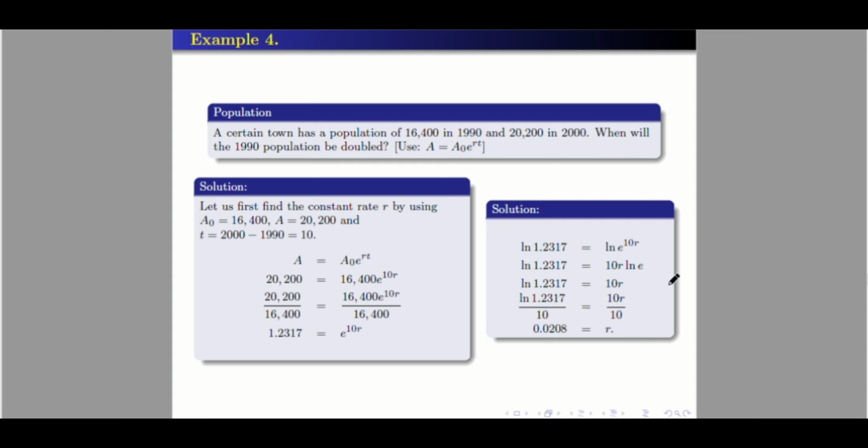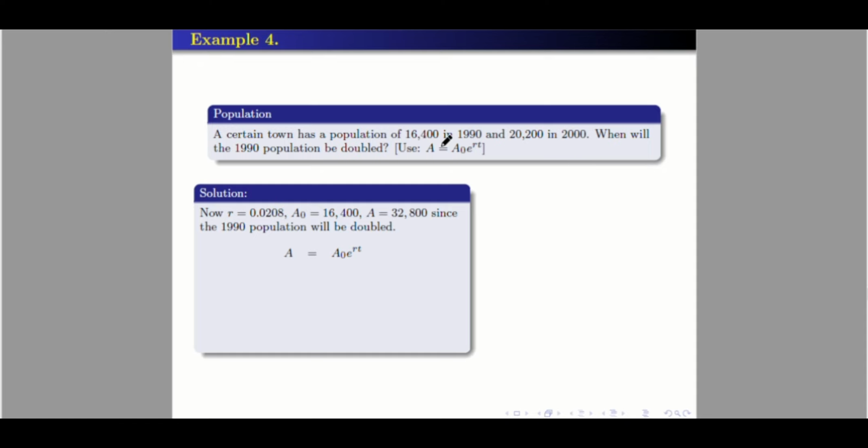Okay, now we have our R. We're now ready to solve for this question. When will the 1990 population be doubled? So it involves 1990, meaning our initial population is still 16,400. But of course, our future population is this, doubled. So 16,400 times 2 is 32,800. So the 1990 population is now doubled.